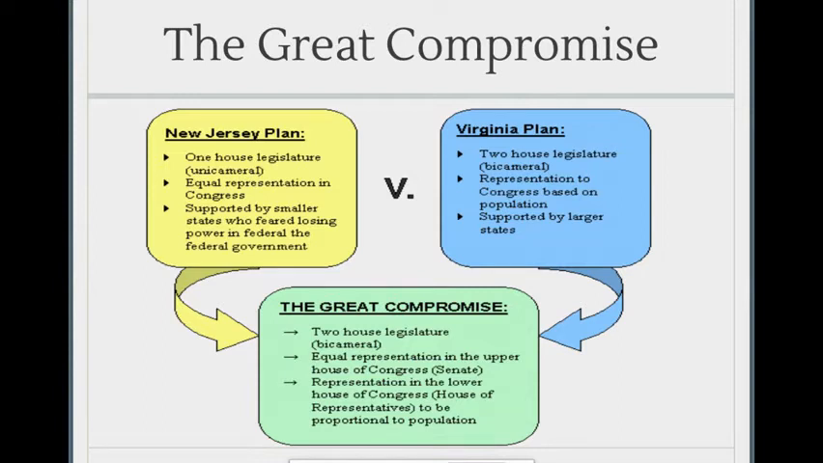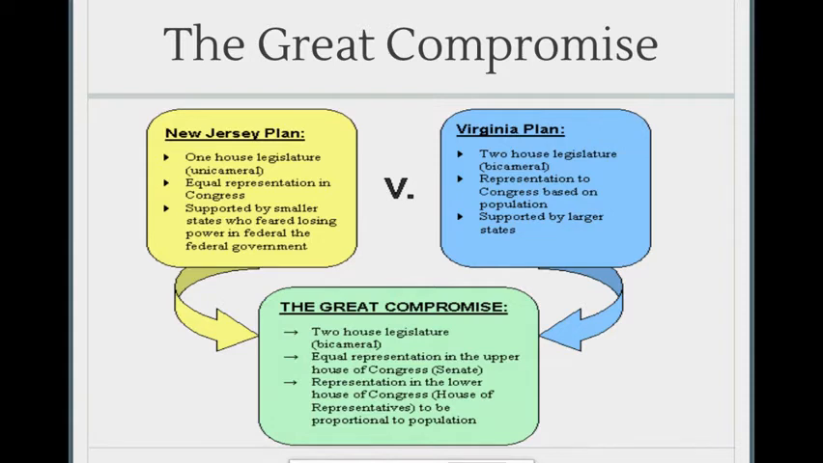New Jersey, they want a one-house legislature, just like the articles already have, unicameral, equal representation in Congress, because they're small, so that gives them power. This is supported by smaller states, because if you take away this equality within the legislative branch, you're going to take away small states' powers because they don't have the population to compete with people like Virginia. Virginia wants a two-house legislature, with representation based on population. Obviously this is supported by larger states because they have larger populations. It would give them more power.